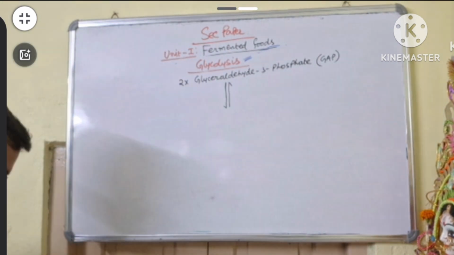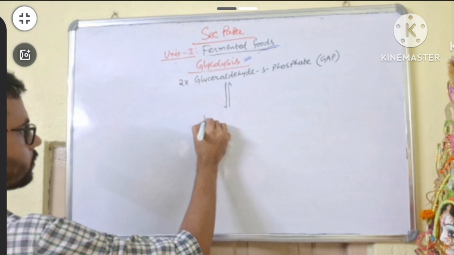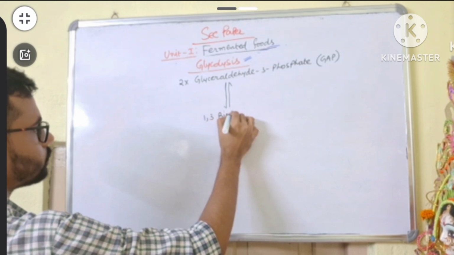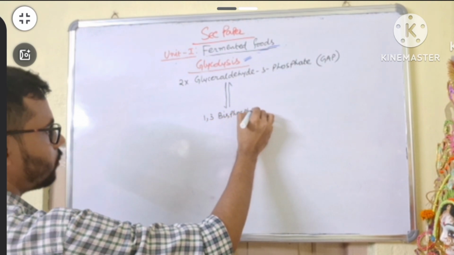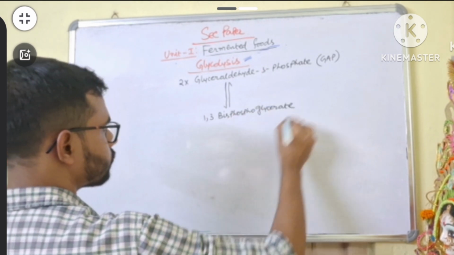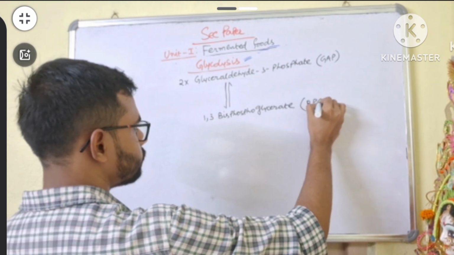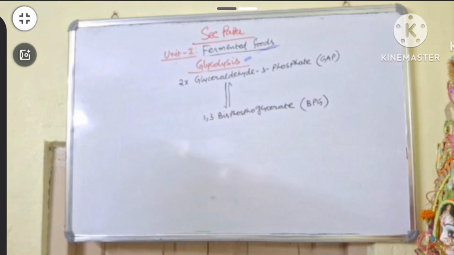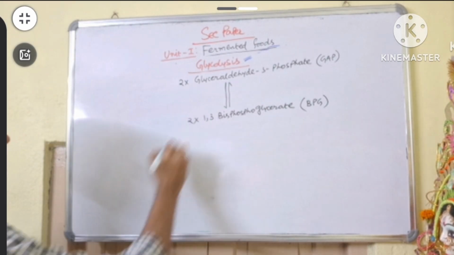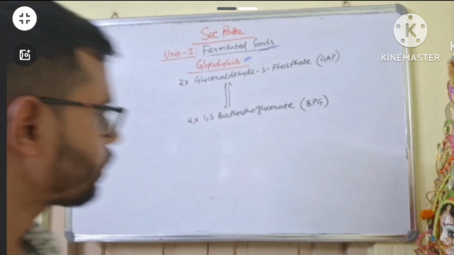1,3-bisphosphoglycerate. The short name is BPG, 1,3-BPG. Here also there are 2 molecules, 2x. All are in 2.